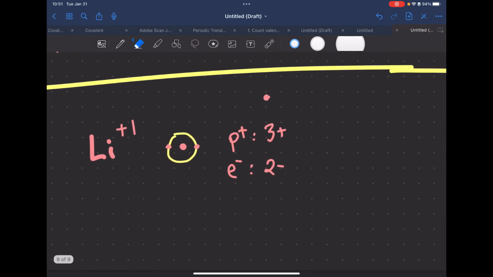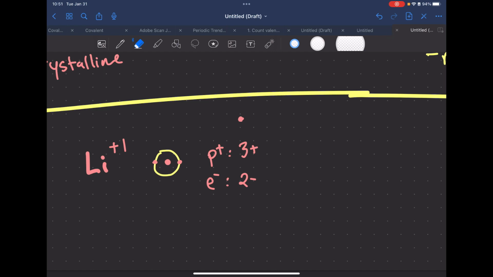Okay, so that's lithium. I want to jump down and to the right. I want to do magnesium now. Let's do magnesium. Magnesium has 12 protons in its nucleus, which means that if I'm dealing with an atom of magnesium, I need 12 electrons also. Cool?